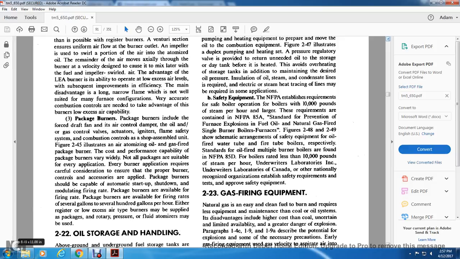Package burners. Package burners include the forced draft fan, air control damper, oil and gas control valves, actuator, igniter, flame safety system, and combustion controls, in a shop-assembled unit. Figure 24-5 illustrates an air atomizing, oil and gas fired package burner.